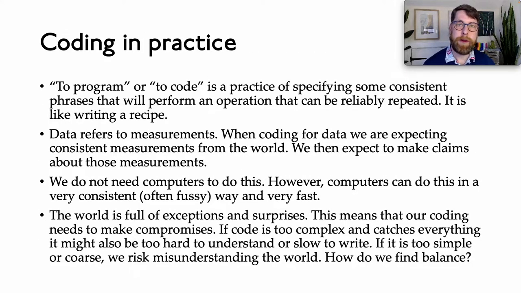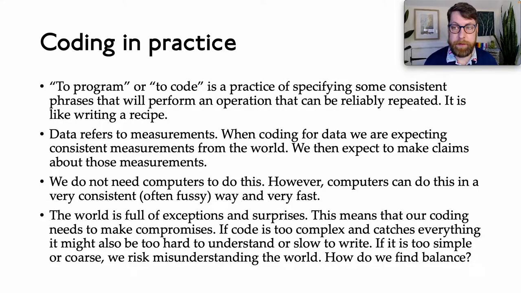Now, in order to act upon this world, we tend to use code, and most of the rest of the book will be really code-oriented. But what do we mean by code, and what do we mean by code in practice? To program or to code is a practice of specifying some consistent phrases that will perform an operation that can be reliably repeated. If I say flip a coin, that's a consistent phrase that will perform an operation, but is that going to be reliably done? Not really. Are we always going to get heads? Are we always going to get tails? Well, in a computer program, we can specify a random number generator that will simulate a coin flip. But if we give it the same seed every time, it will give you the same sequence of pseudo-random numbers. We can reliably repeat it that way.